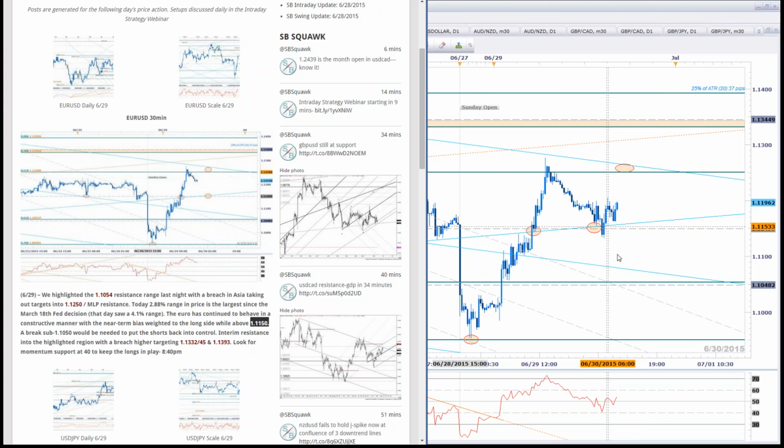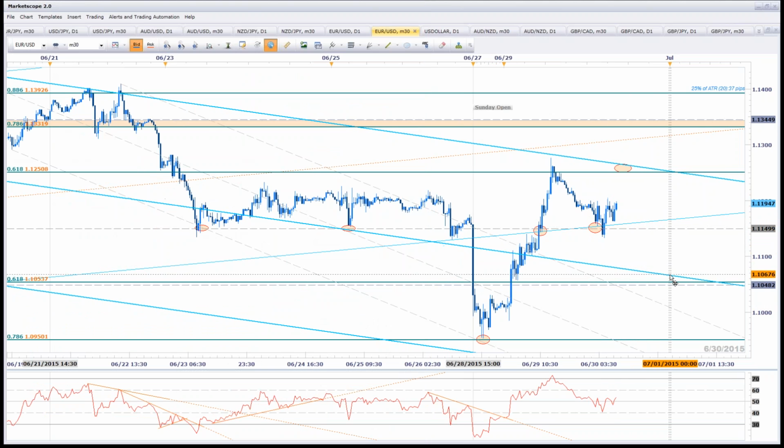Even if it breaks down below this, I'm not interested in doing anything here. 1050 is going to be the invalidation level. So if this breaks the lows, I'll sit on my hands. We'll sit on the sidelines here in this region. A break below 1050 really looks for the continuation of the broader downtrend. But as long as we hold this, the risk is to the upside.